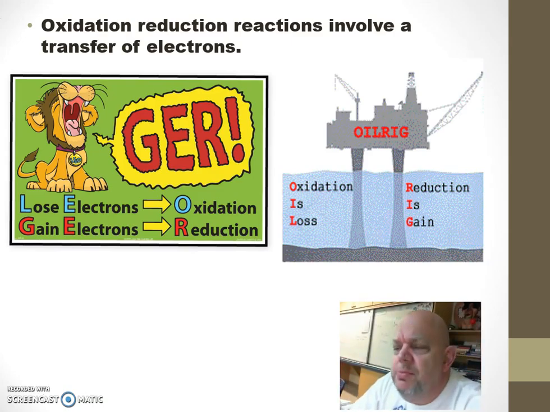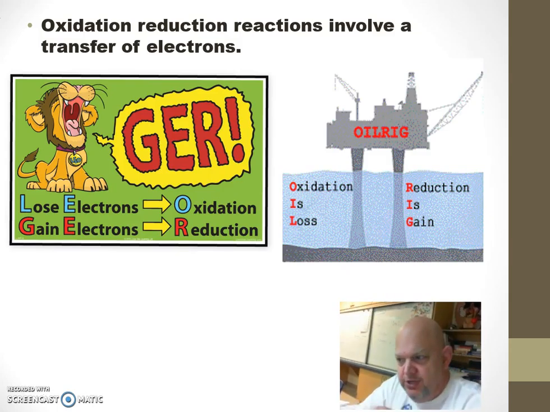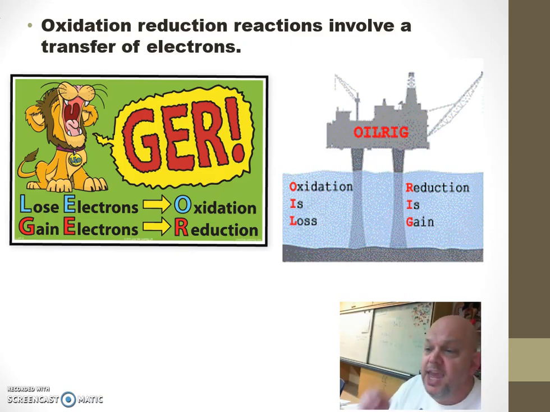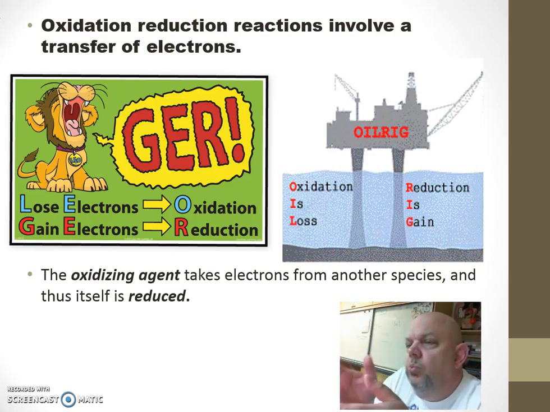So there's two ways to remember about oxidation reduction. The first one that I remember was Leo the lion goes grr, as you can see there in our thing there. Lose electrons, oxidation, that's Leo. Gain electrons is reduction, that's the grr part. Then you have oil rig, where oxidation is loss and reduction is gain. That's a tough one.